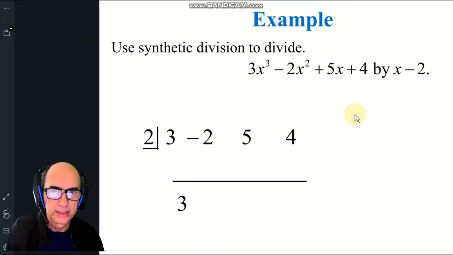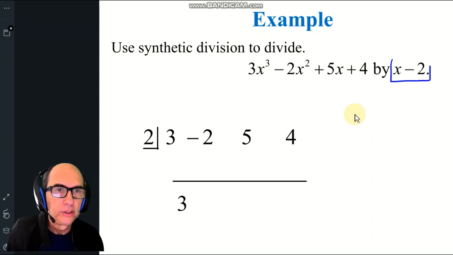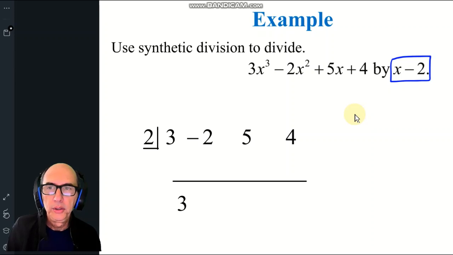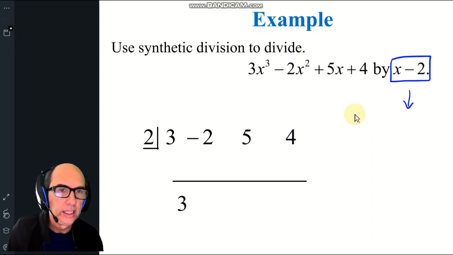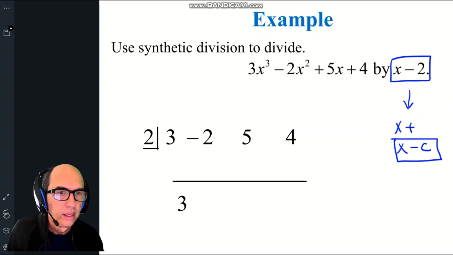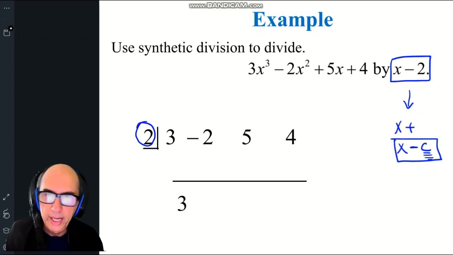Let's say we have 3x cubed minus 2x squared plus 5x plus 4 divided by x minus 2. First, when you're using synthetic division, the divisor needs to be x plus something or x minus something, always. And if we have x minus c, forget about the minus, we're going to use c right here.